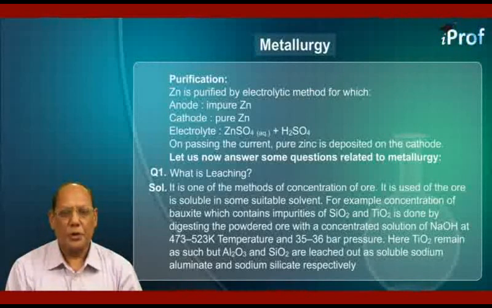For example, concentration of bauxite oxide ore, which contains impurities of silica and titanium dioxide, is done by digesting the powdered ore with a concentrated solution of sodium hydroxide at 473 to 523 Kelvin temperature and about 35 to 36 bar pressure. Here, TiO2 remains as such, but Al2O3 and SiO2 are leached out as soluble sodium aluminate and sodium silicate respectively.